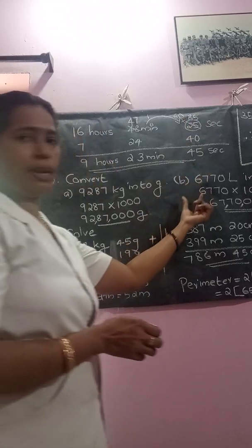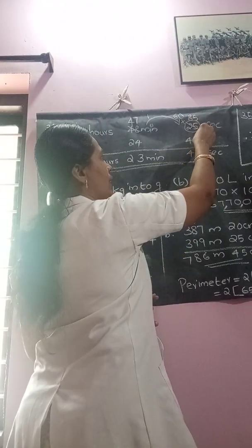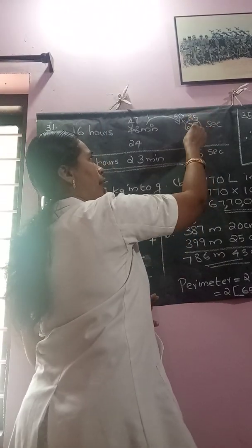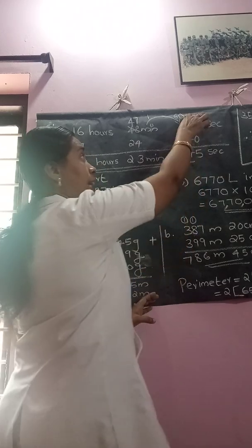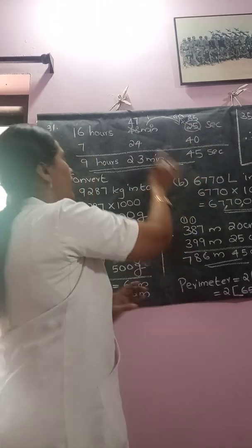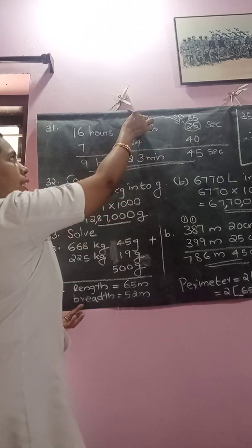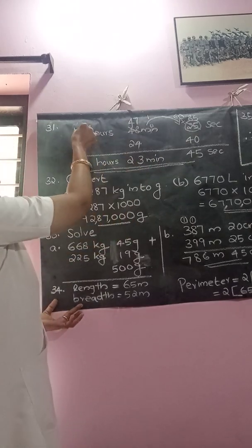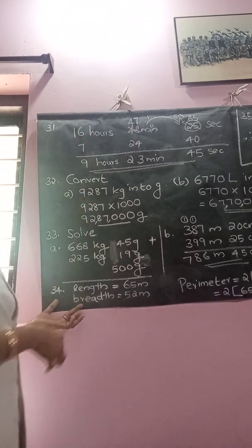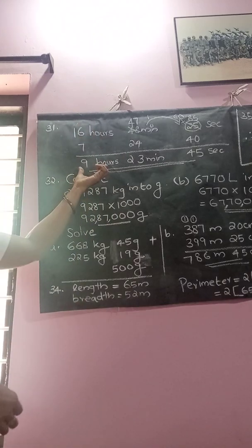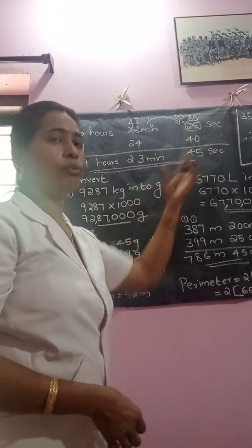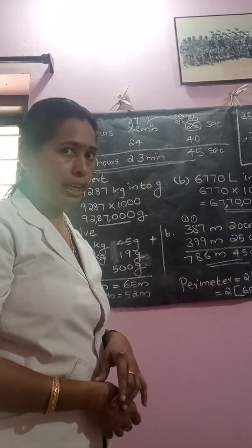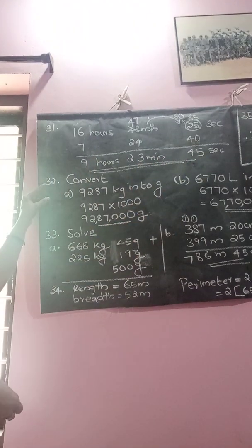Then start our subtraction. 5 minus 0 is 5. 8 minus 4 is 4. Now we have 47: 7 minus 4 is 3, 4 minus 2 is 2. And here 16 minus 7 is 9. So 9 hours, 23 minutes, 45 seconds. Is it clear? Let us move to the other question.